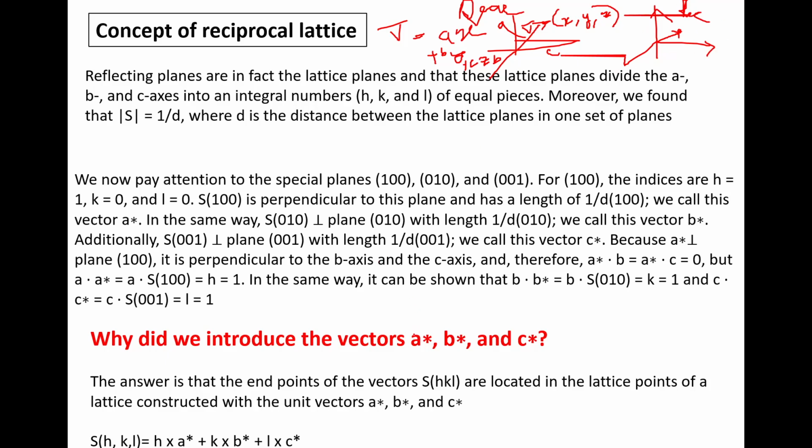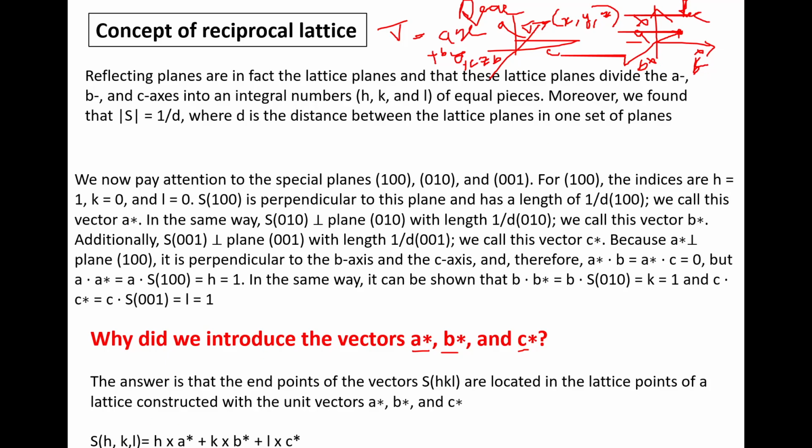That's why we introduce A star, B star and C star, which means that if you do a dot product with the original vector, since these vectors, A star, B star and C star, are perpendicular to the real axes, you will get 1. So any point you need to define in reciprocal space is defined with respect to A star, B star and C star.